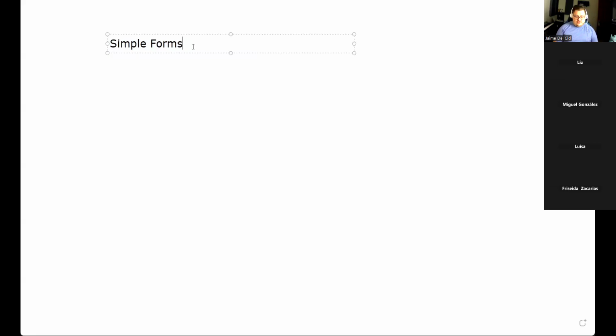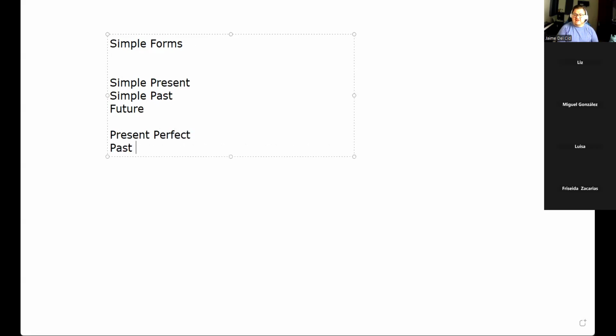Okay. The simple form, for example, simple present. We have simple past, future or simple future. We have present perfect, past perfect, future perfect. These are the tenses that are in the group of the simple forms, okay? So the simple forms are basically these tenses.